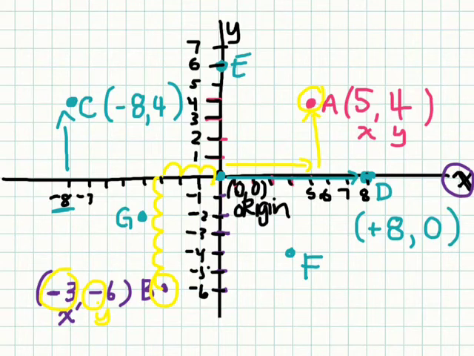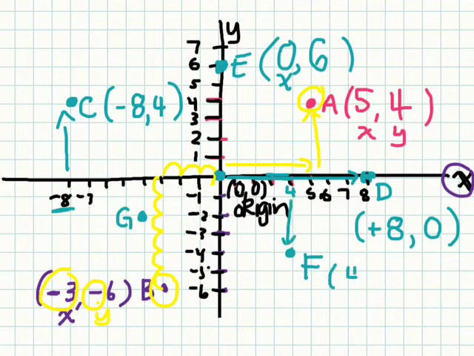Good. What about E? We start at the origin. Do we have to move left or right first to get to here? We go up. So do we move left or right? No, so there's no movement for X. So what's the first number? It's going to be 0. Good. And then 6, positive 6, because we go up 6. Good. So for F, we moved right 4, positive 4, and down 4, so positive 4, -4.